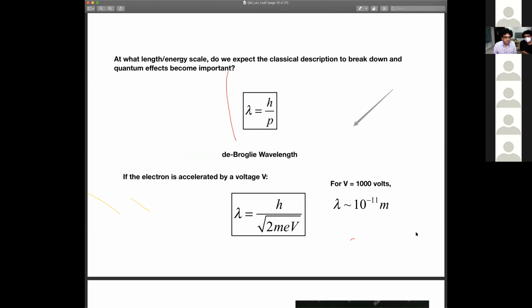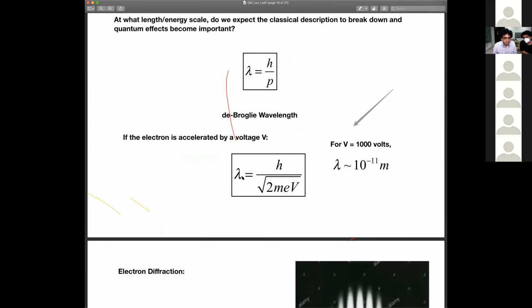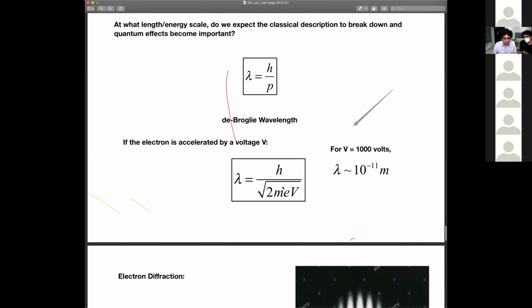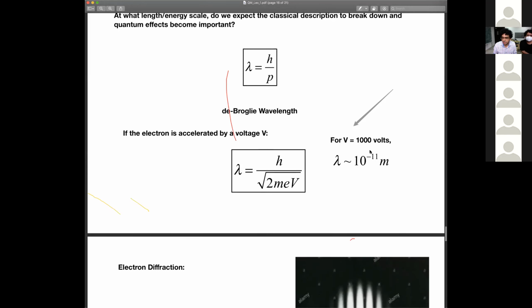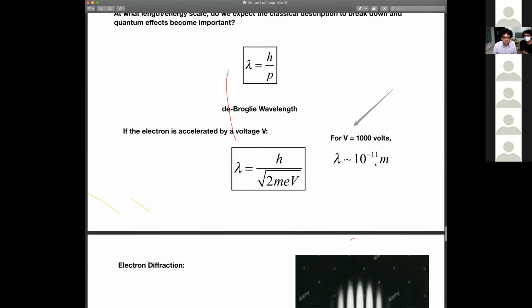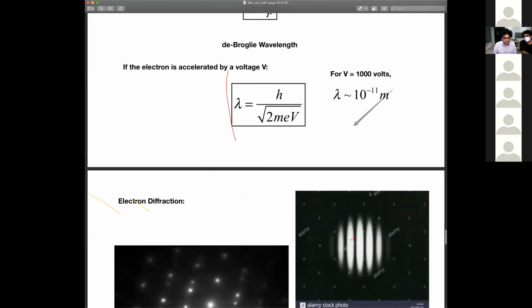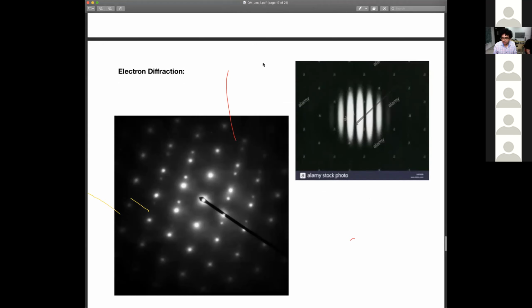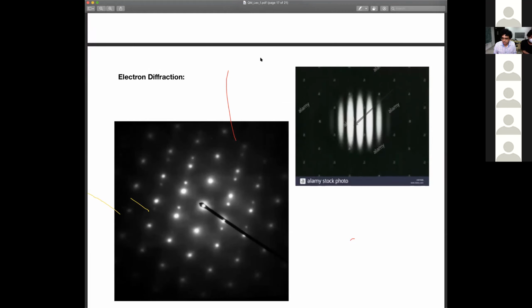So if the electron is accelerated by voltage V, your lambda is given by h over p, where p is the square root of 2 times m times e times V. When you measure the energy in electron volts, you can estimate the wavelength lambda using this formula. So for 1000 volts, which is quite a large amount of voltage, your lambda is 10 to the minus 11 meters. There are some electron diffraction experiments that show this wave nature of electrons, but I will talk more about these diffraction experiments in tomorrow's lecture when I talk about the double slit experiment.